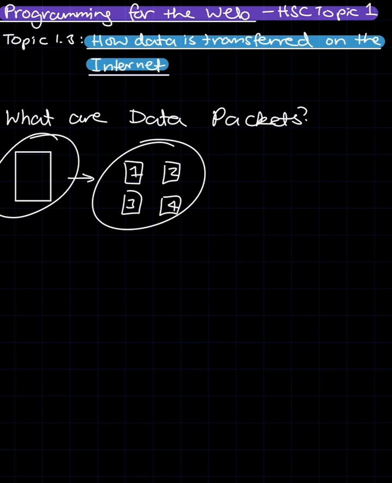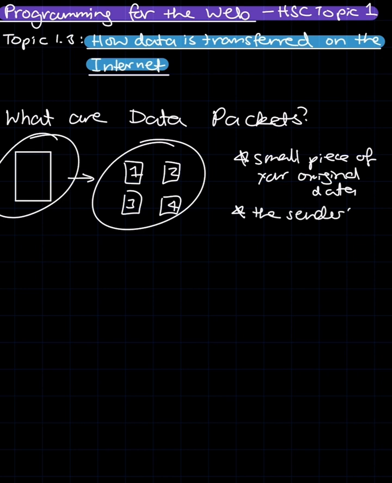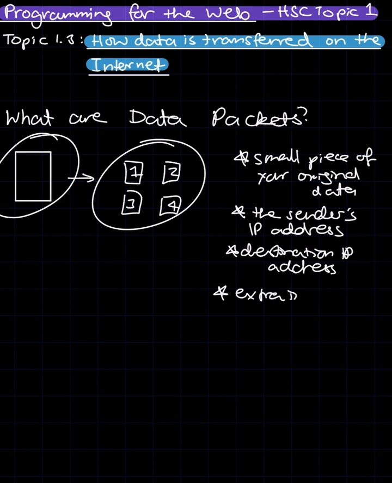Each packet is like a tiny envelope. It contains a small piece of your original data. It also contains the sender's IP address and the destination IP address, plus some extra info like the protocol used and any error checking data.